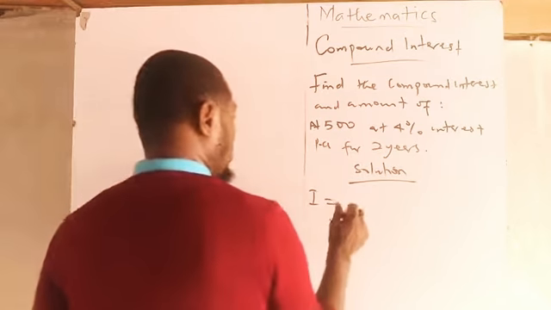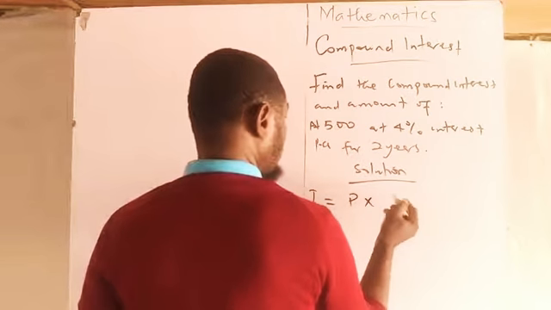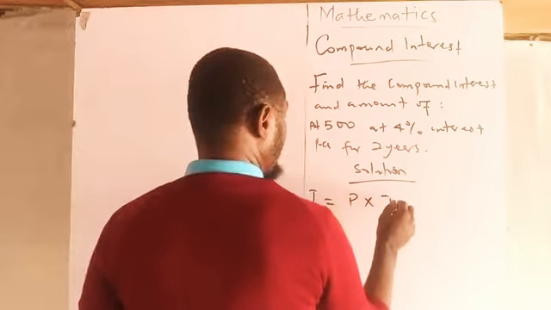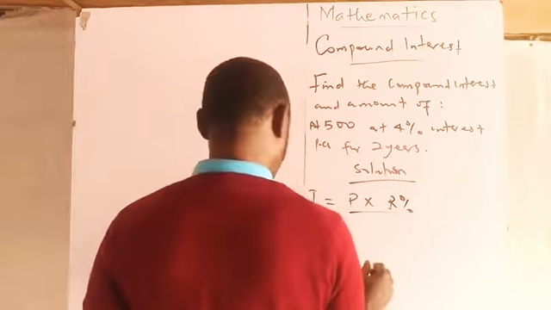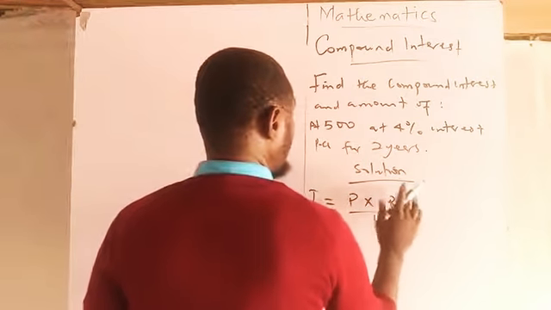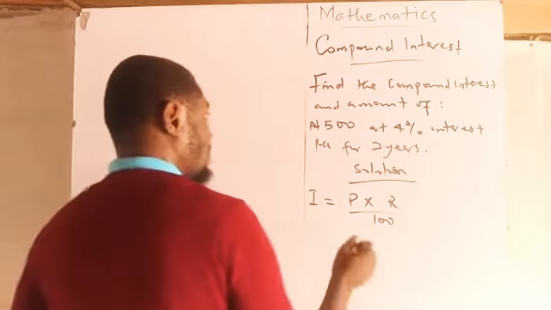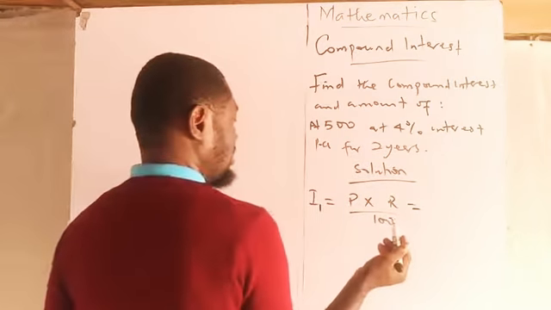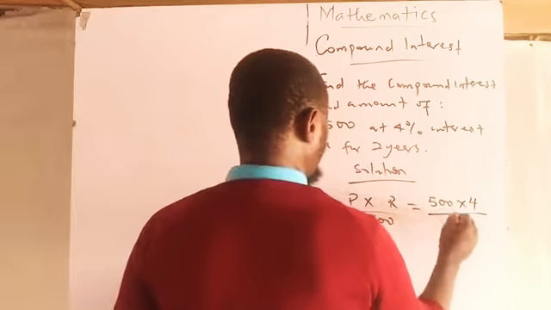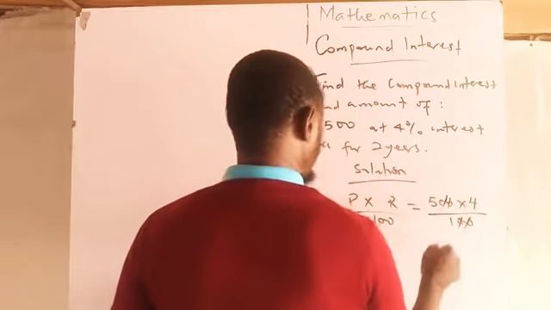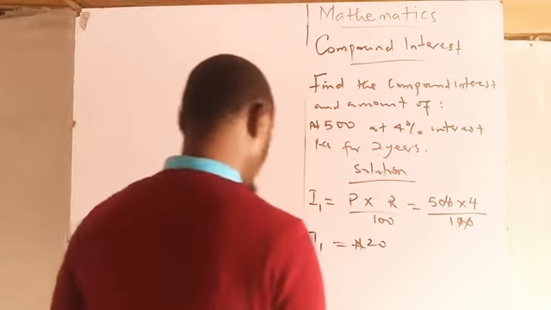I'll be dealing with principal times your interest rate, which is in percentage, all over 100. Principal times rate all over 100. So the first interest, interest 1, will be 500 times 4 all over 100. This will cancel this. So our first interest will be 20 naira.